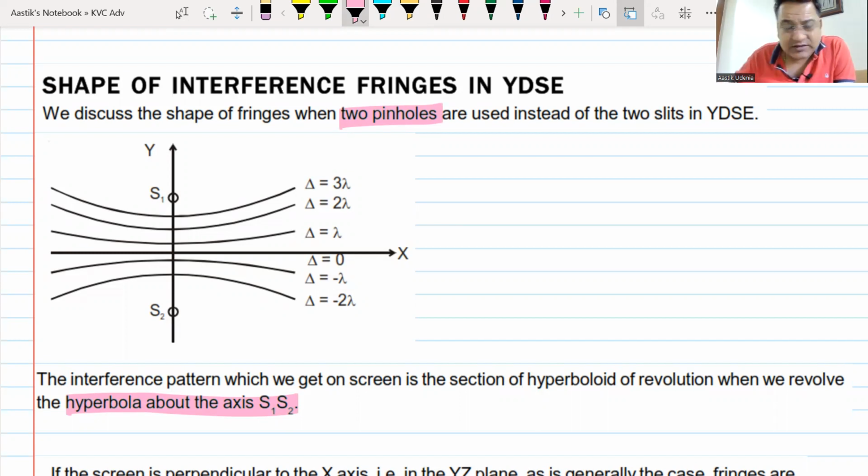So you don't have to draw this diagram, you just have to write: if you use pinholes, then the interference pattern which we get on our screen is a section of a hyperboloid. Hyperboloid is a figure that we get when you revolve a hyperbola. Do we understand this?